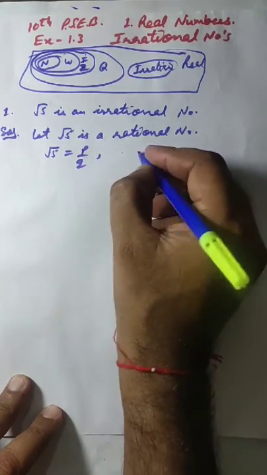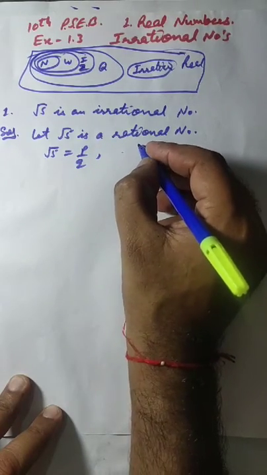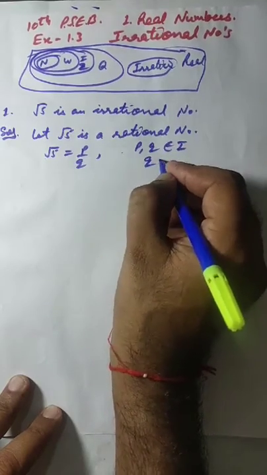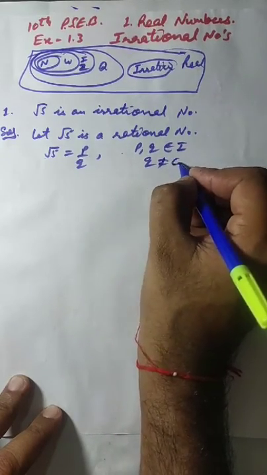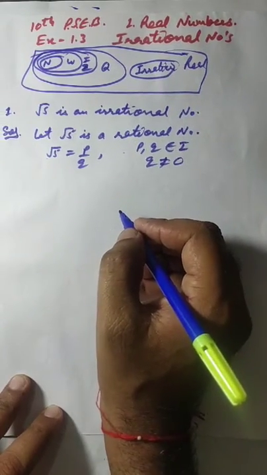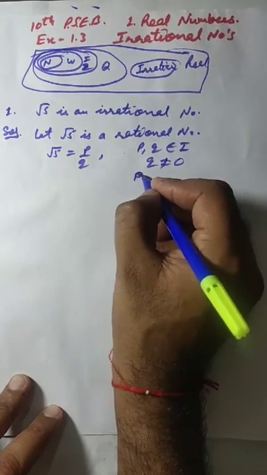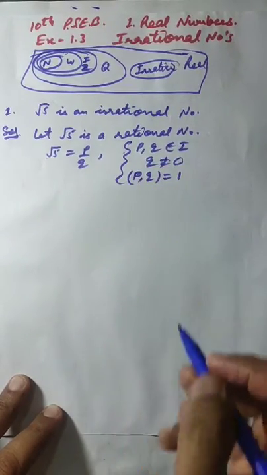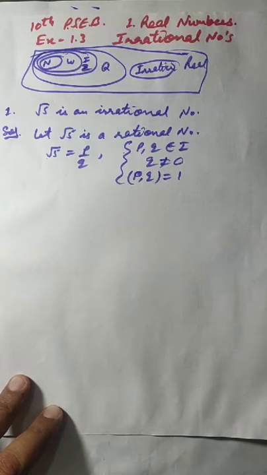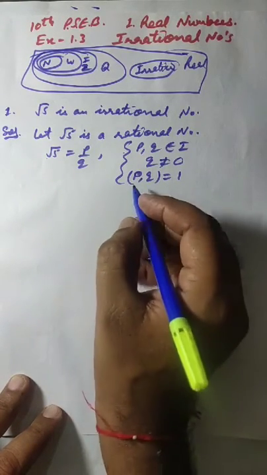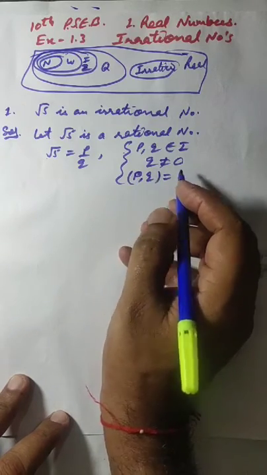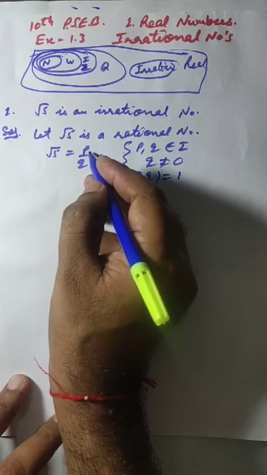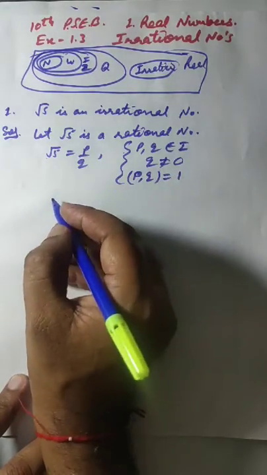three conditions apply. p and q are integers, and the second condition, which is most important, is that q must not be equal to 0. Our third condition is that the GCD of p and q is 1, that is, the highest common divisor, the greatest common divisor, is 1. There is no other number than 1 which is common between p and q. We can also call them co-prime numbers.